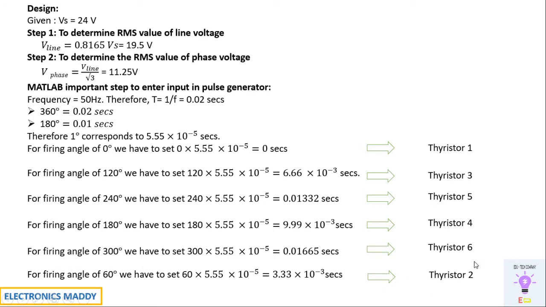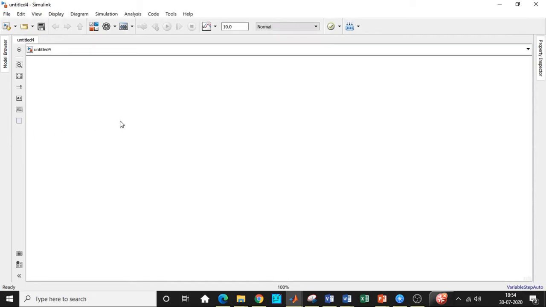We are however using MOSFETs as switches in MATLAB. It is because we don't need any commutation circuit to turn off thyristors, which is again complicated. So let's get started. Alright, here we are.